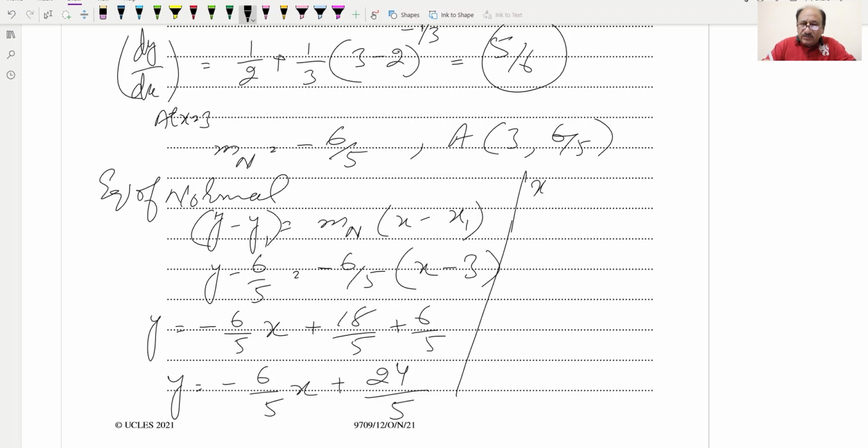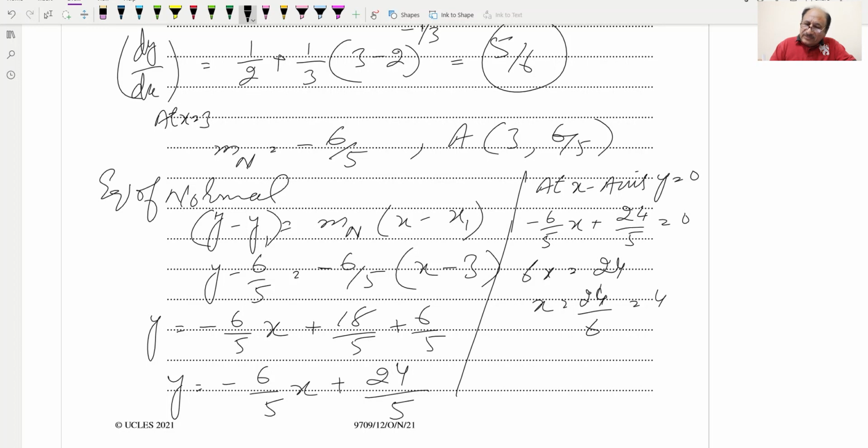So for the x-intercept, at the x-axis y will be equal to 0. So we will replace y is equal to 0. We will get minus 6 over 5 x plus 24 over 5 is equal to 0. Okay, now we can leave the 5, and because the other side is 0, 6x is equal to 24, so x is equal to 24 over 6, which is equal to 4. So we got x is equal to 4.